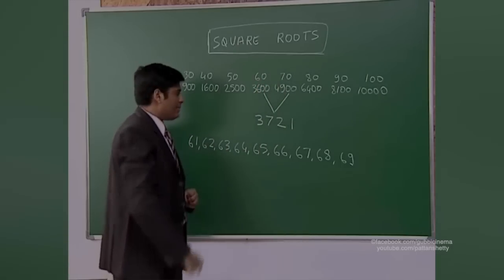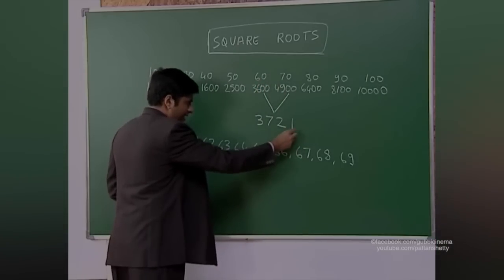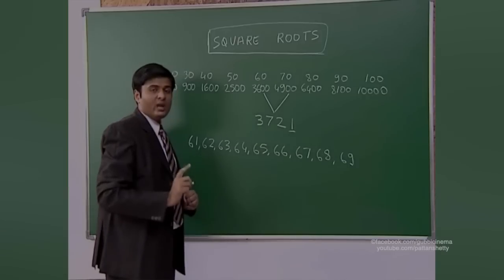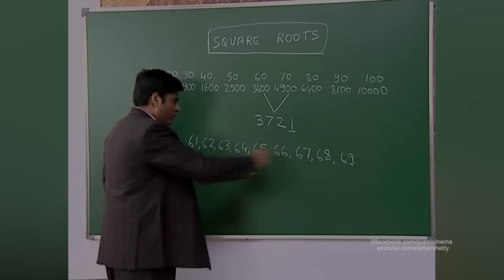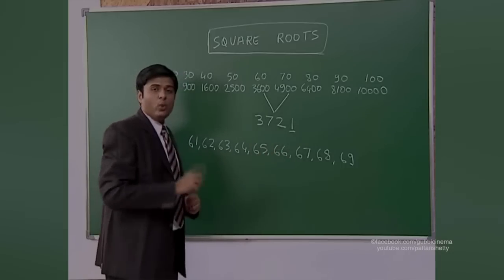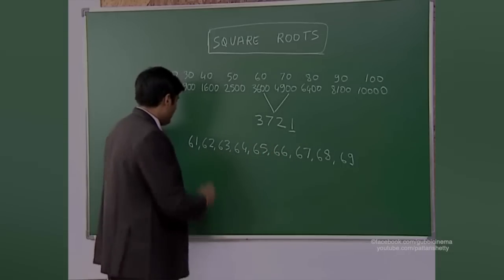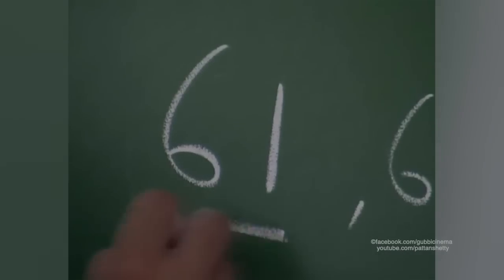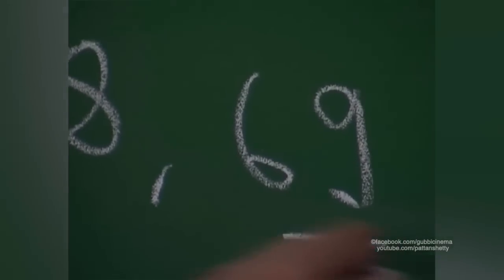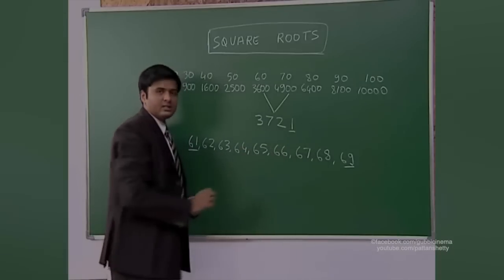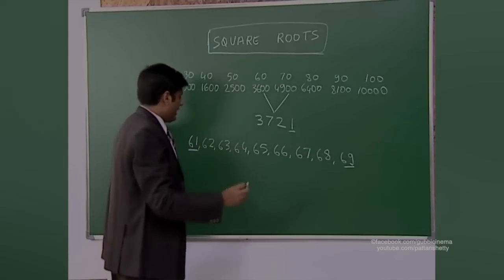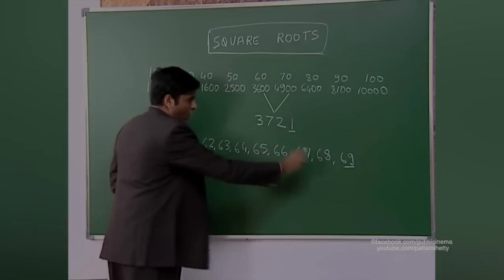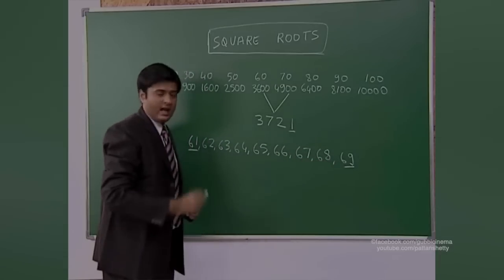But the second step says that if the number ends in 1, then the square root will end in 1 or 9. Let us check which of these numbers end with 1 or 9. Only two numbers. Either our answer is 61 or our answer is 69. You need not write all these numbers. They are just because I am explaining it to you for the first time.